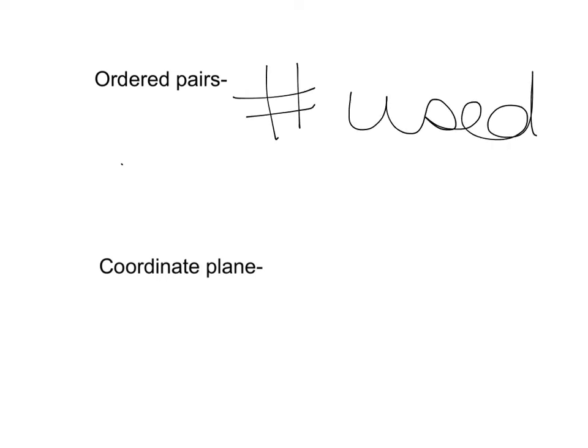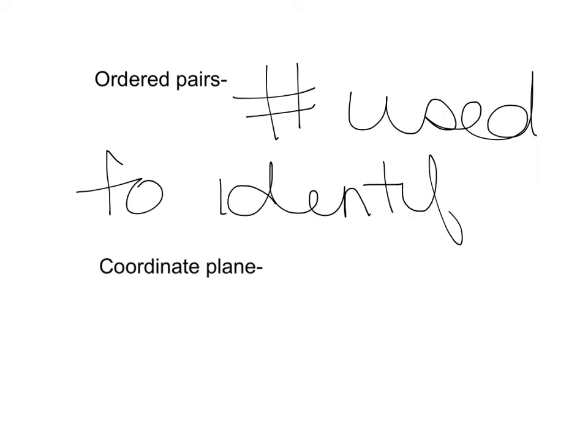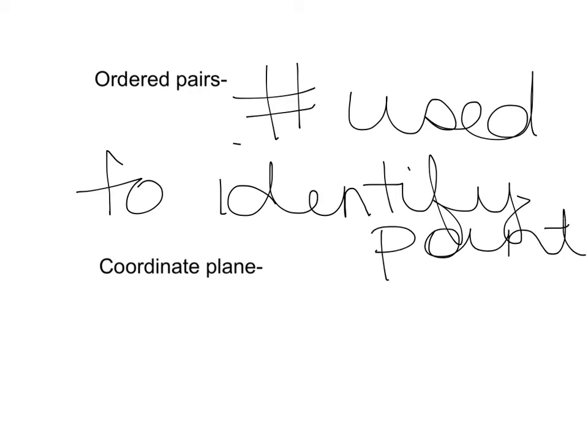There's two terms that we're going to need to know when we're working with ordered pairs and relations, and that is ordered pairs and coordinate plane. Ordered pairs is the actual numbers that are used to find or identify a point. A coordinate plane is what we often look at as a graph. The coordinate plane is actually the area that contains the point.